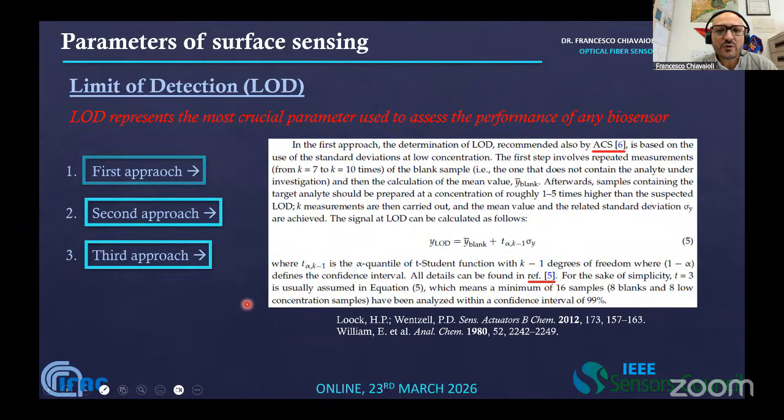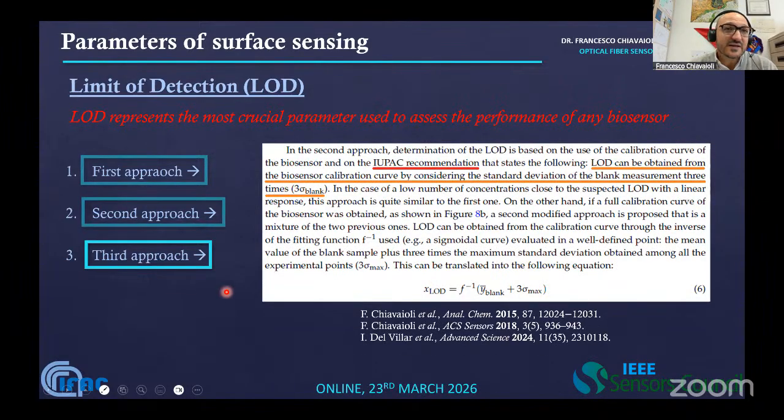The first one belongs to the recommendation of the American Chemical Society, which says that we need to repeat the experiment from 7 to 10 times for the blank sample and then move to increasing concentrations to retrieve the entire calibration curve. And we can use this statistical equation where we have the minimum, the blank, and the statistics that is constructed using the Student's t function.